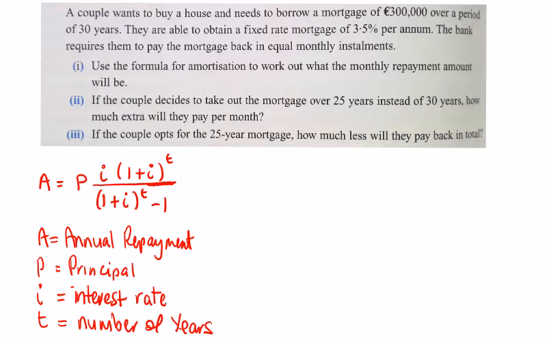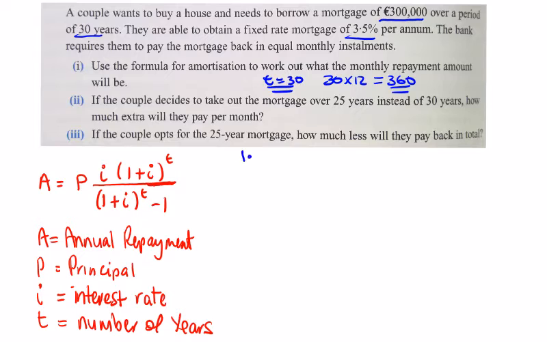So in this mortgage question, a couple want to buy a house and need to borrow 300 over a period of 30 years. So here I have T is equal to 30. That's my time period, but we're going to be dealing with monthly for mortgages. 30 by 12 is my 360 payments. Fixed rate mortgage is 3.5%.